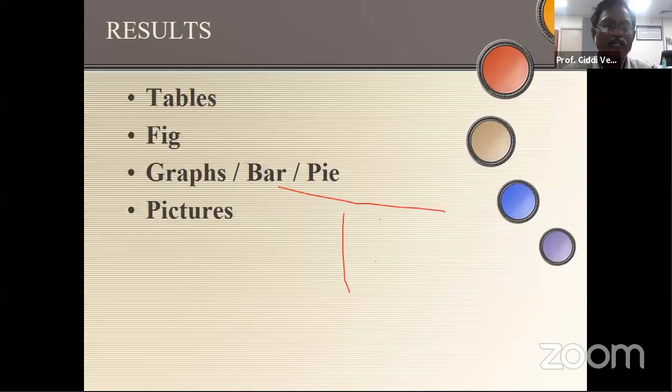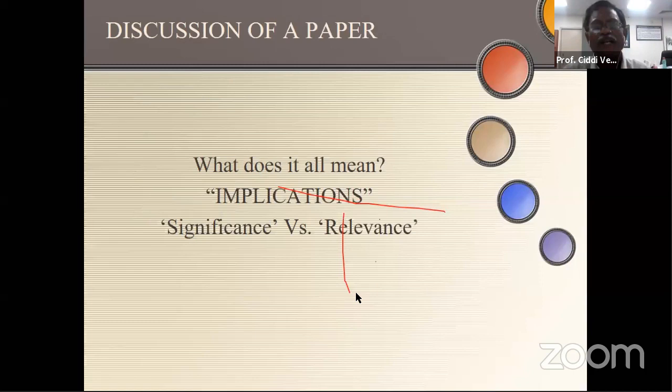The discussion part is a very critical part. What does it all mean? You have done experimentation, you got the results. The results may not give you the kind of expected results. Then you start wondering, what does it mean? That is exactly what you write in the discussion section. What is a discussion and what is its relevance?